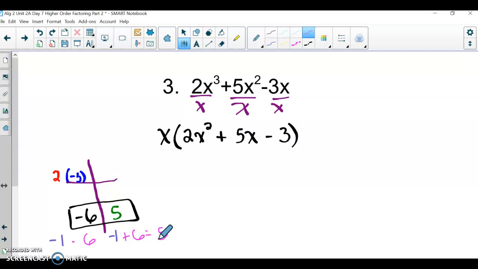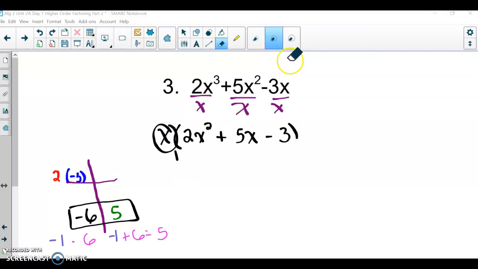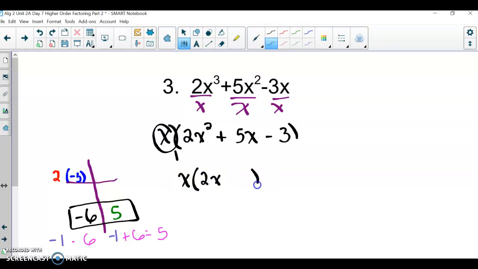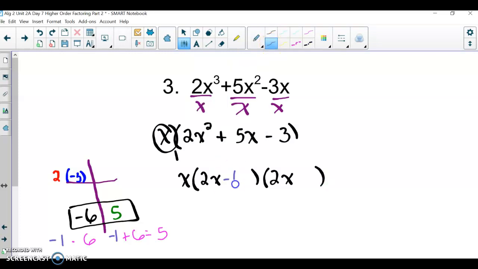So now, how do we write this? We have the following. We put our first term, remember, which is x. Okay, so we bring down the x. Remember, we bring down the x. And now we write 2x and 2x. What goes inside after the parentheses? Well, we have minus 1. And we have plus 6.